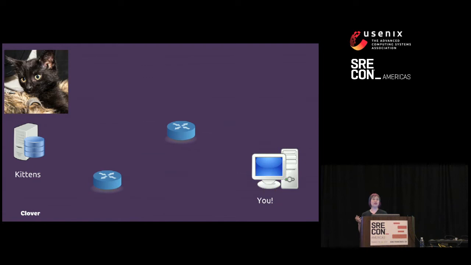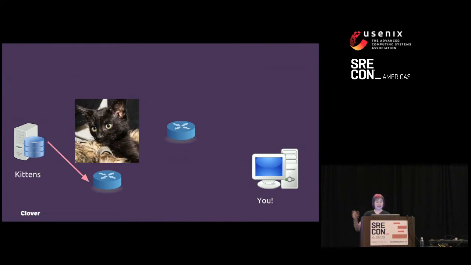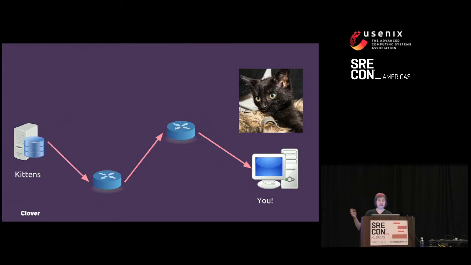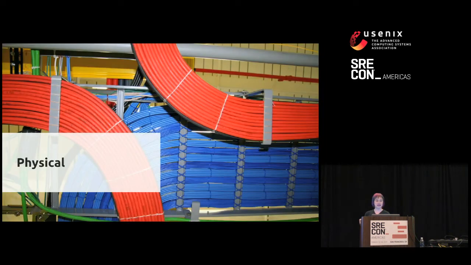So most of us know the basic theory. Here, a server is hosting a picture of my friend John's kitten. The kitten moves from one network to another and another. Eventually, I get my kitten fix. But those little networks are hiding a lot of complexity. First, let's talk about the physical side.